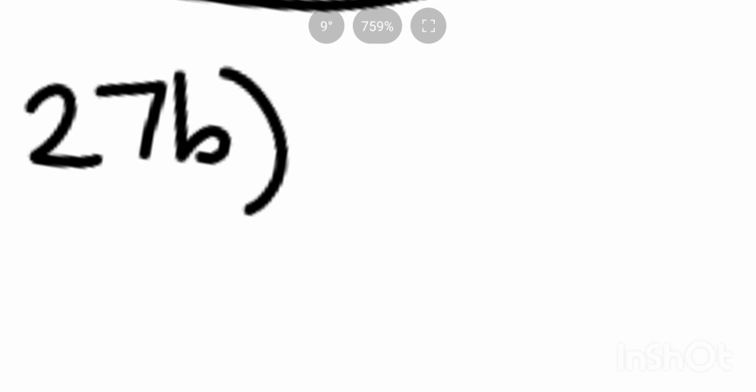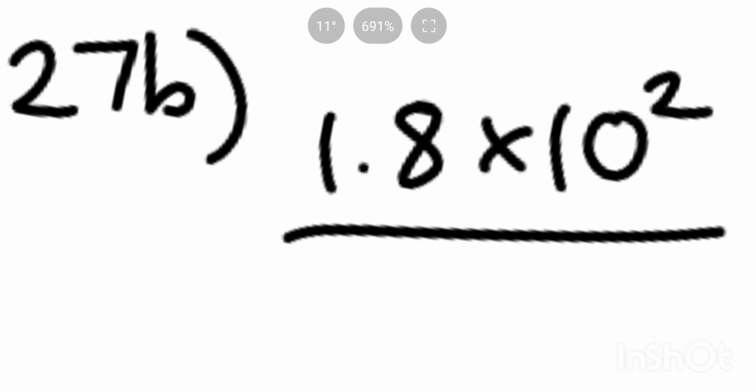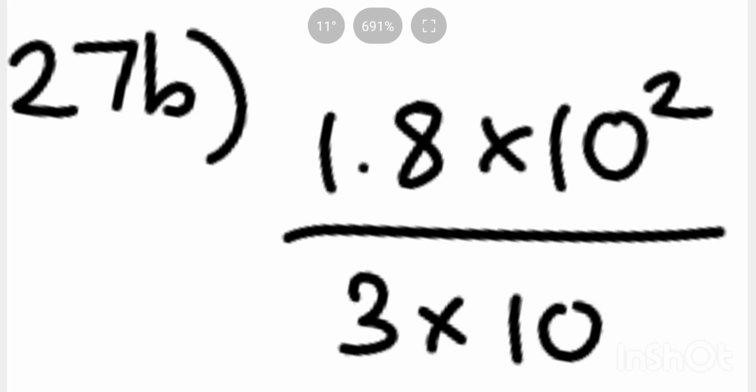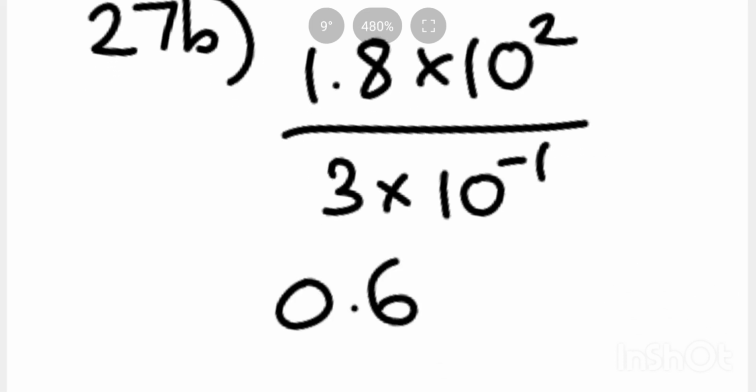27B. Work out 1.8 times 10 squared over 3 times 10 to the power minus 1, and give your answer as an ordinary number. So 1.8 times 10 squared, and then 3 times 10 to the power of minus 1. We can deal with these numbers separately. So 1.8 divided by 3 would be 0.6.